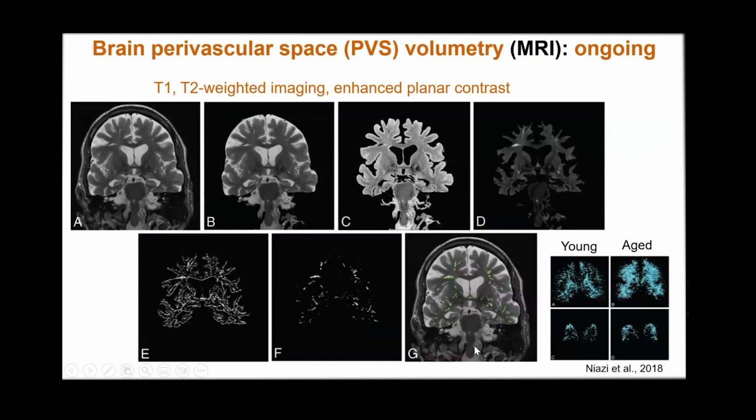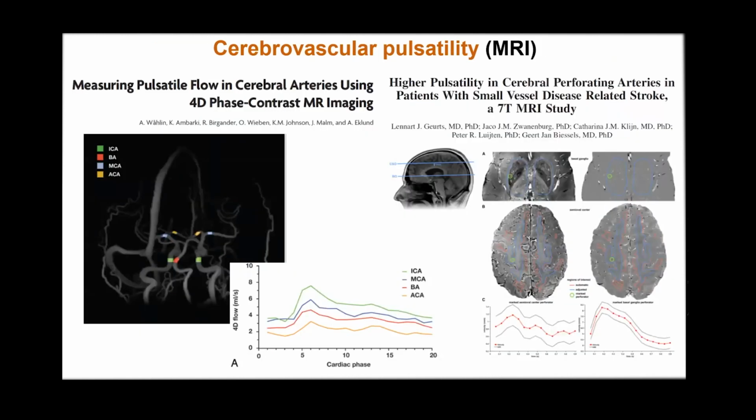And this is one of the most widely used techniques as of now, which looks into the perivascular space volumetry using T1, T2 weighted imaging. And also if you couple this with DTI, you can measure the diffusion along these perivascular spaces. The pulsatility is another parameter which can be assessed non-invasively.